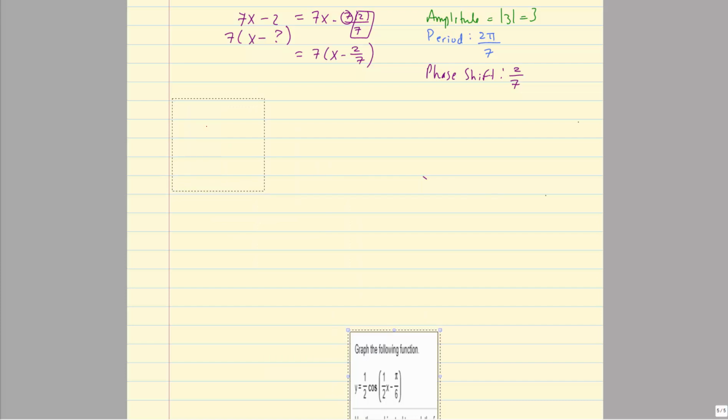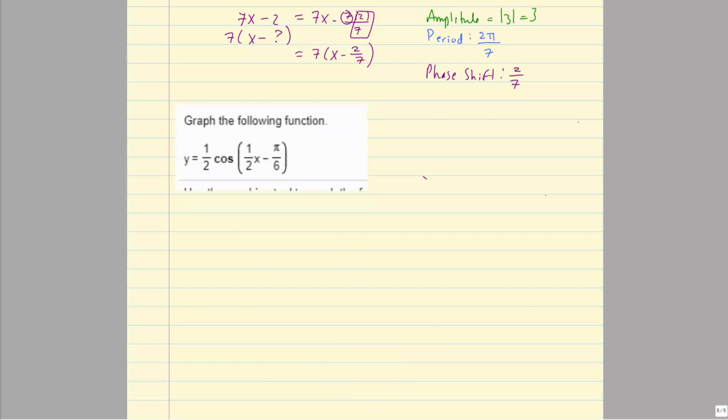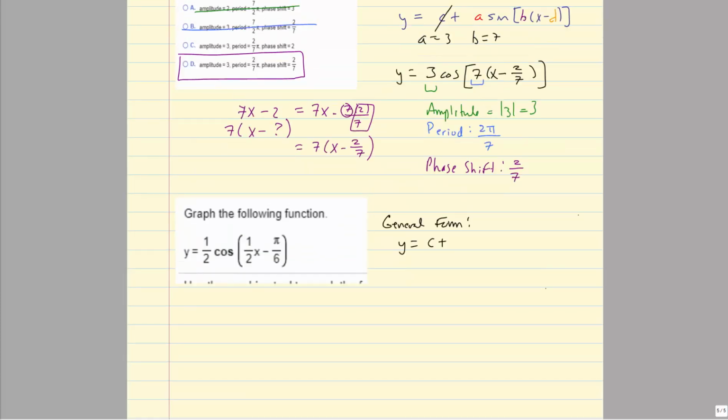So in order to graph it in MyMathLab, you have to know what the general shape of the graph is, and then you also need to know the period, the amplitude, the phase shift, etc. Okay, so I would like to put this in the form y equals c plus a, the same one up here, but I'm not going to use sine here, I'll use cosine of b times the quantity x minus d.